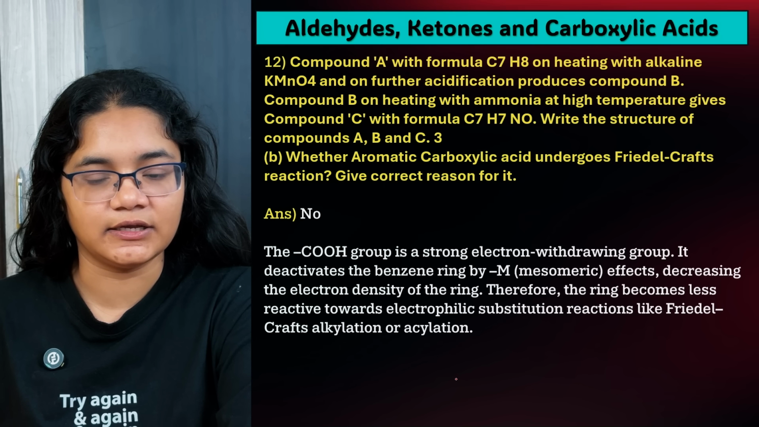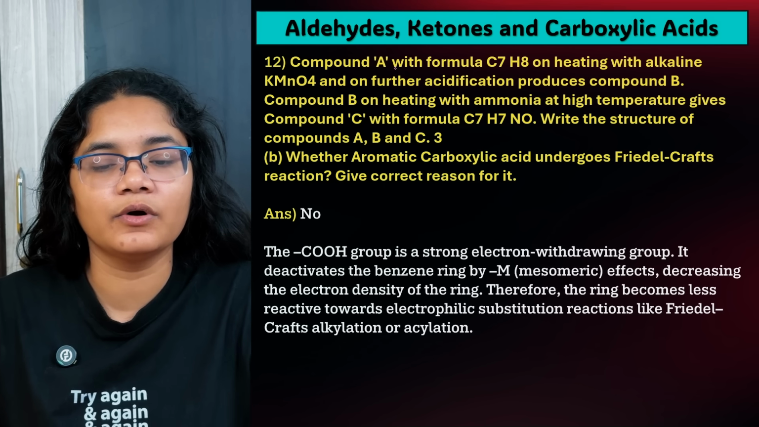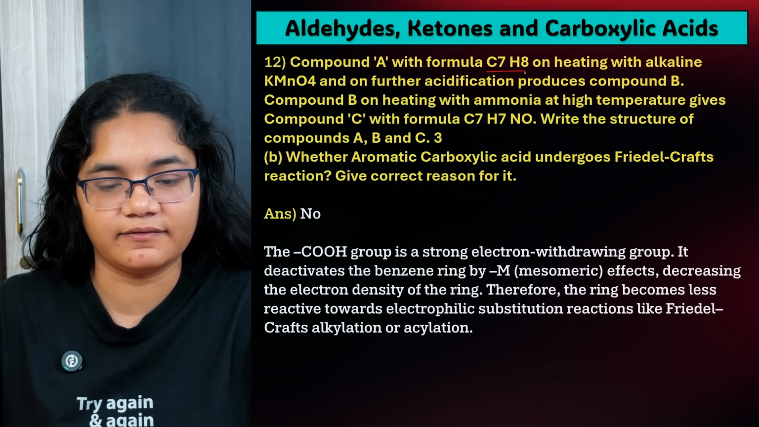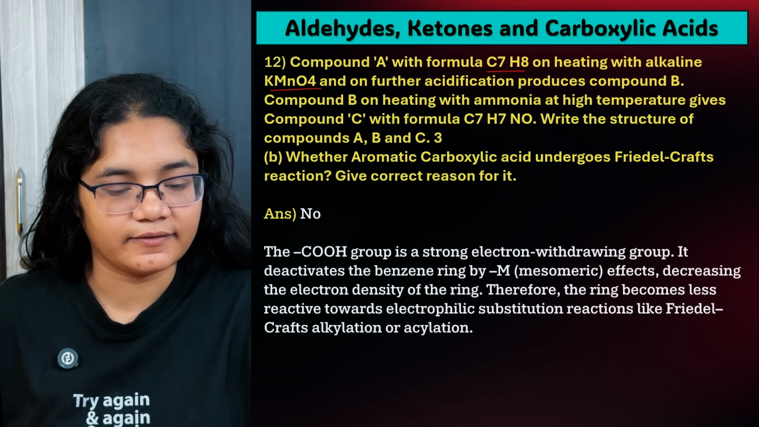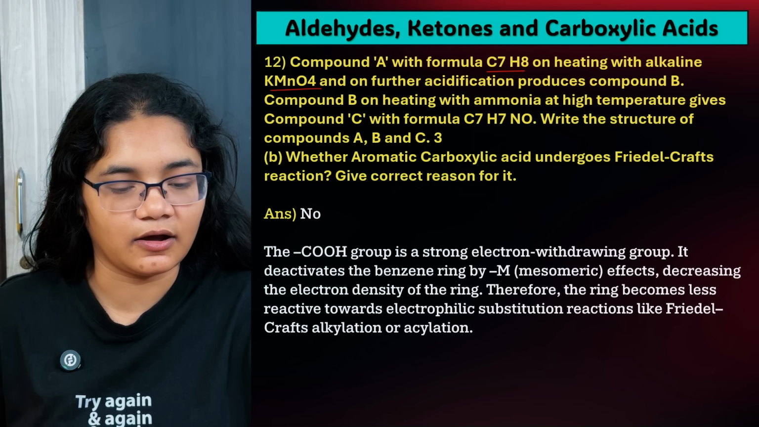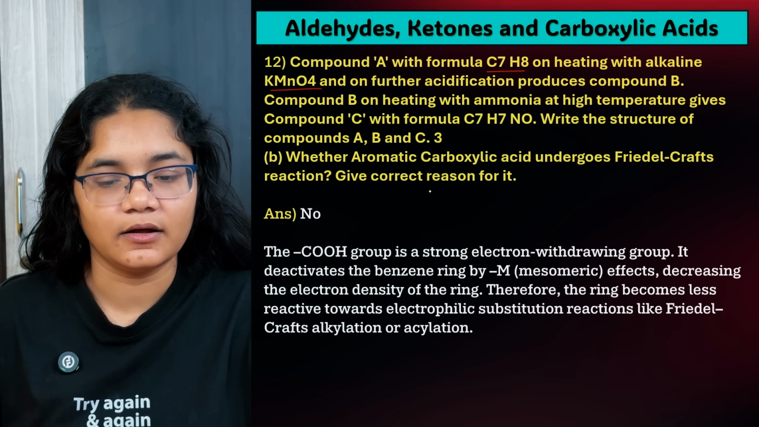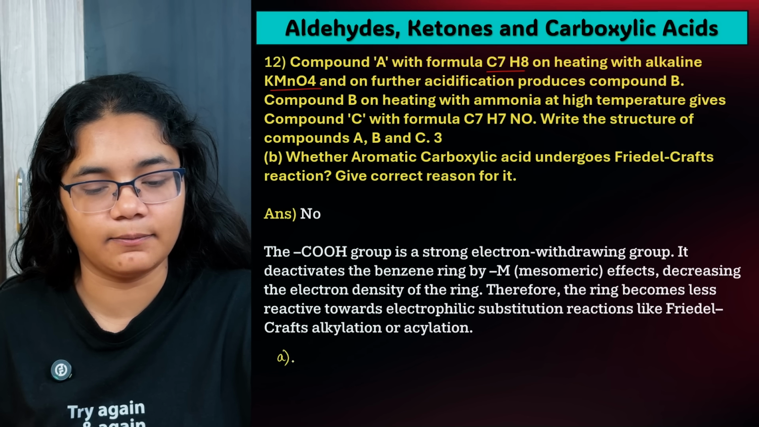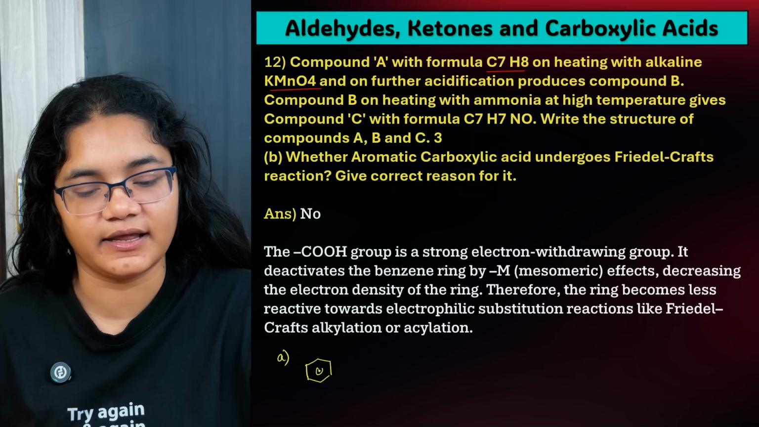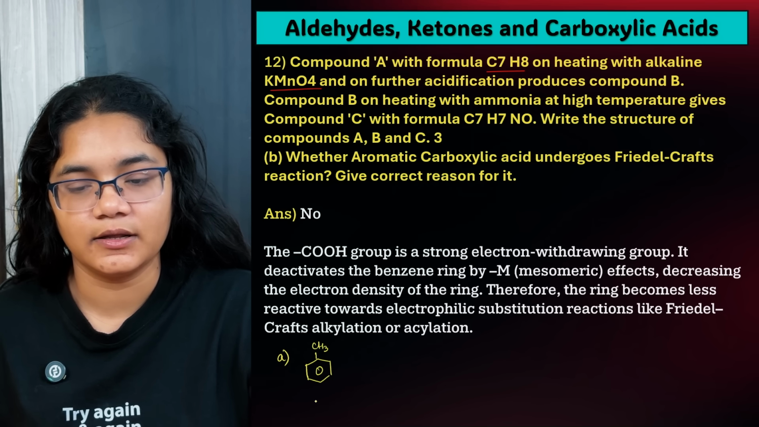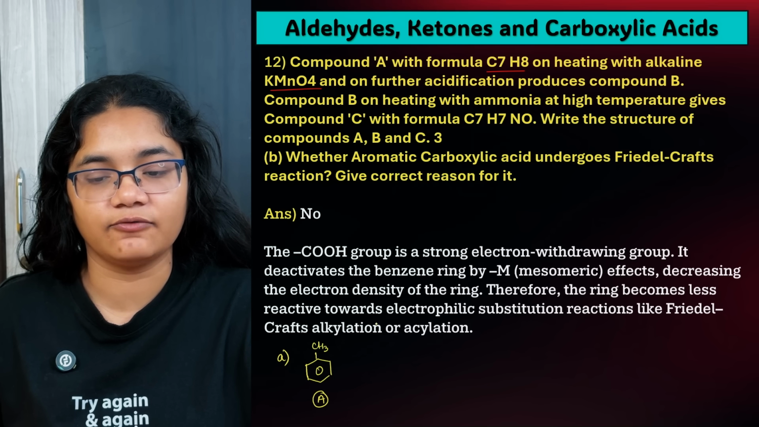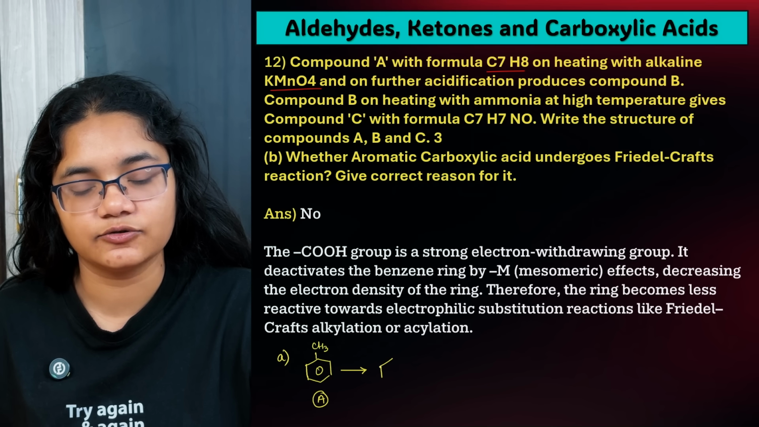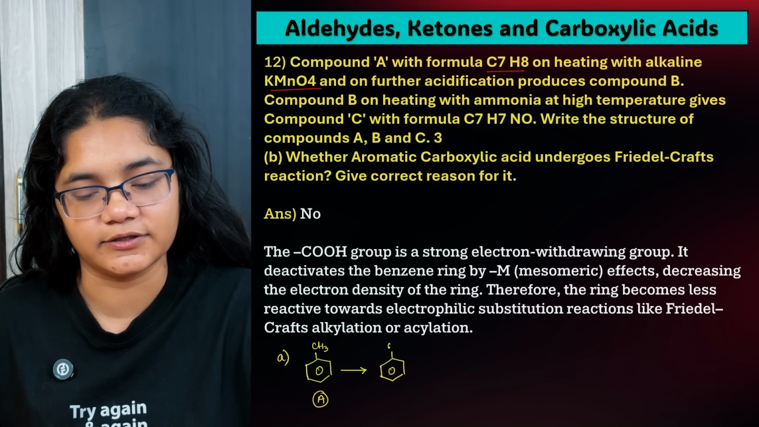Next, we will see question number 12. Now, compound A with molecular formula C7H8 on heating with alkaline KMnO4. So again, I have C7H8. That gives me a clear indication that it has to be, so I'm doing here A part, it has to be toluene, right? C7H8. Okay, so this is molecular formula A. It reacts with alkaline KMnO4 and then further acidification produces B. So this one will give me COOH, which is B.